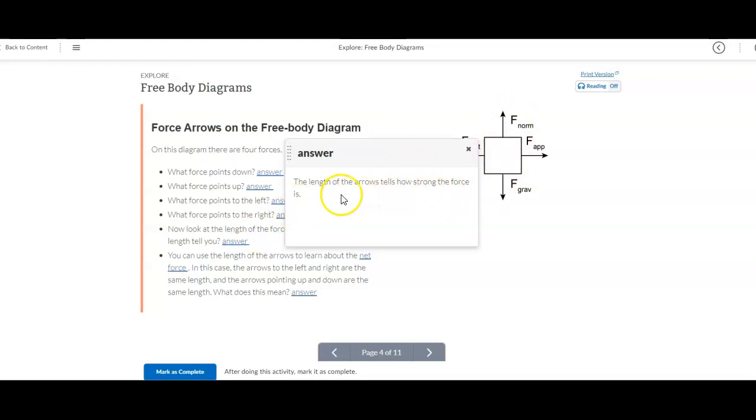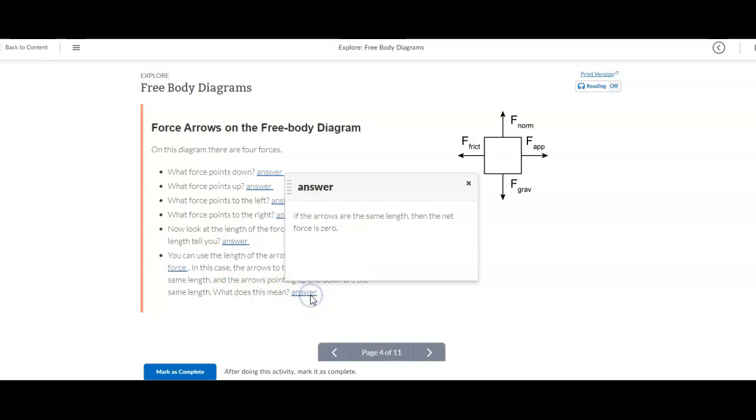So it tells you how strong the force is. And then you can use the length of the arrows to learn about the net force. That means the total force being applied. So in this case, the arrows to the left and the right are the same length, and the arrows pointing up and down are the same length. So what does that mean? That means that the object's at rest, the total net force is 0.